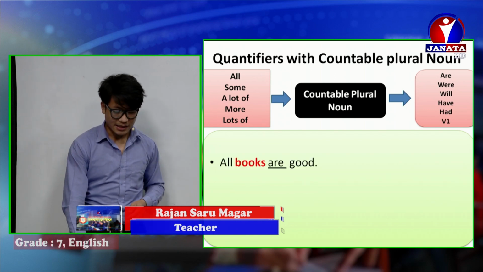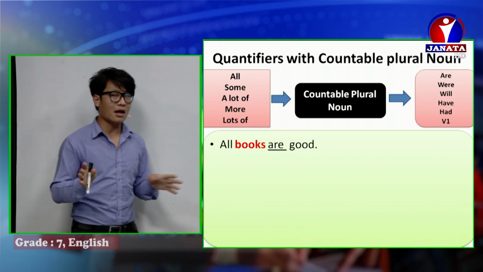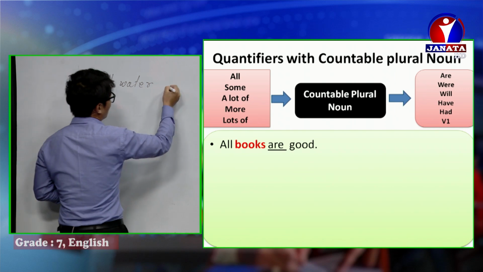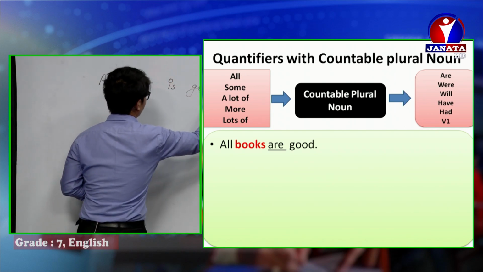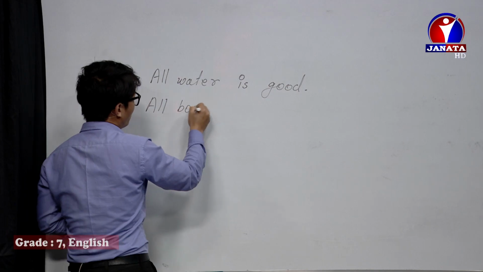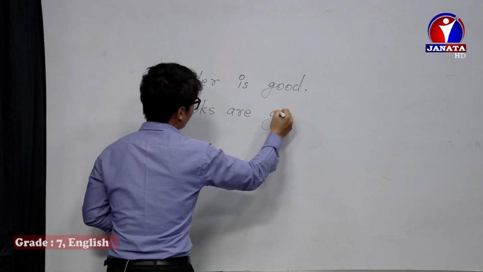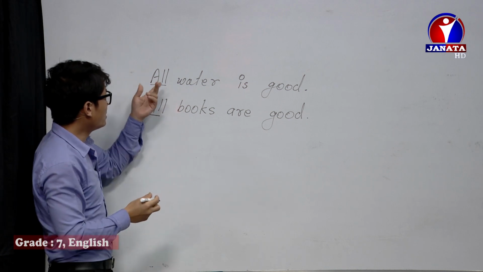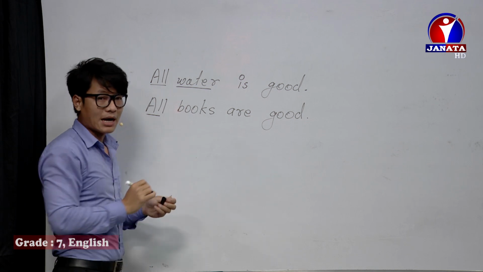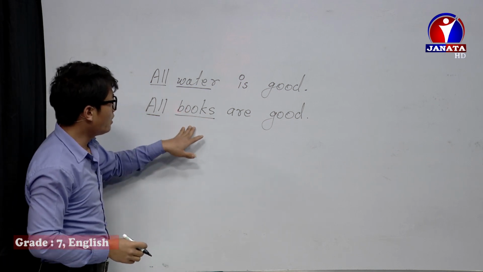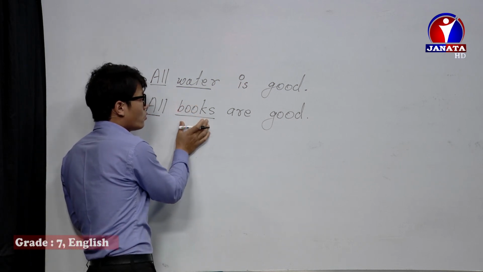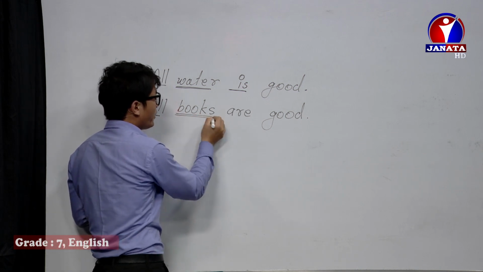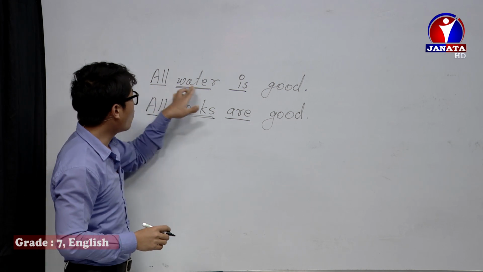Let's have an example. You can see, all books are good. Once again, let me show you. All water is good. Next, all books are good. Especially see the quantifier, all, is the same. But after this quantifier, here is water, which is an uncountable noun, and here is books, a plural countable noun. So according to the noun, we use the verb. Water is singular, so here is 'is'. Books is plural, so here is 'are'. All water is good. All books are good.